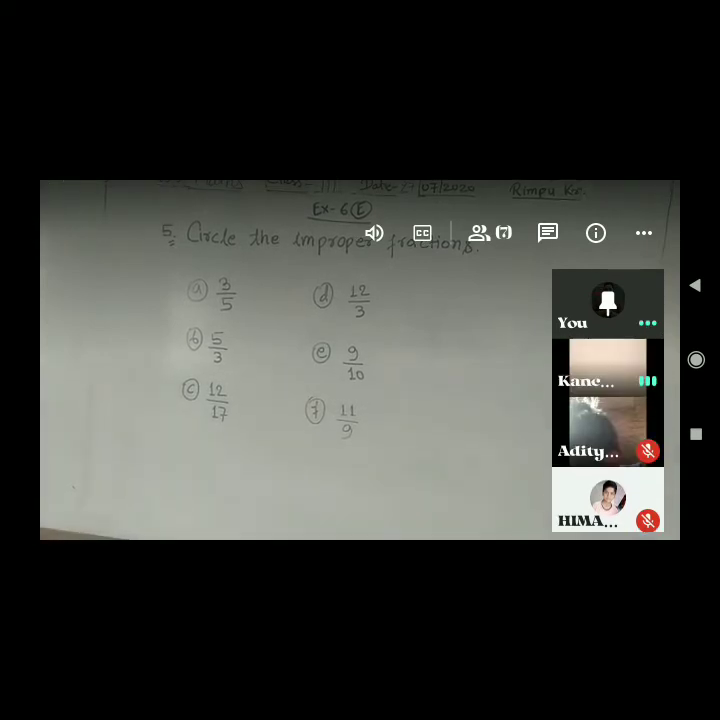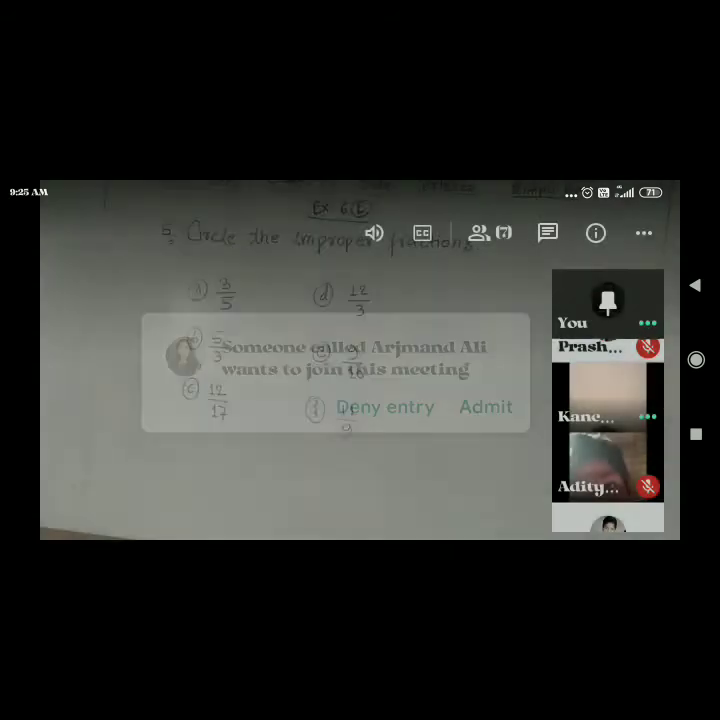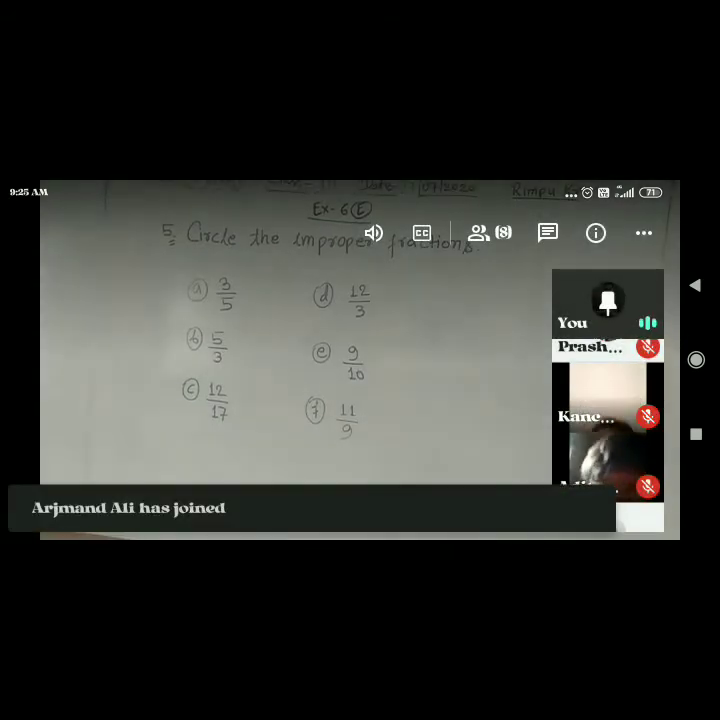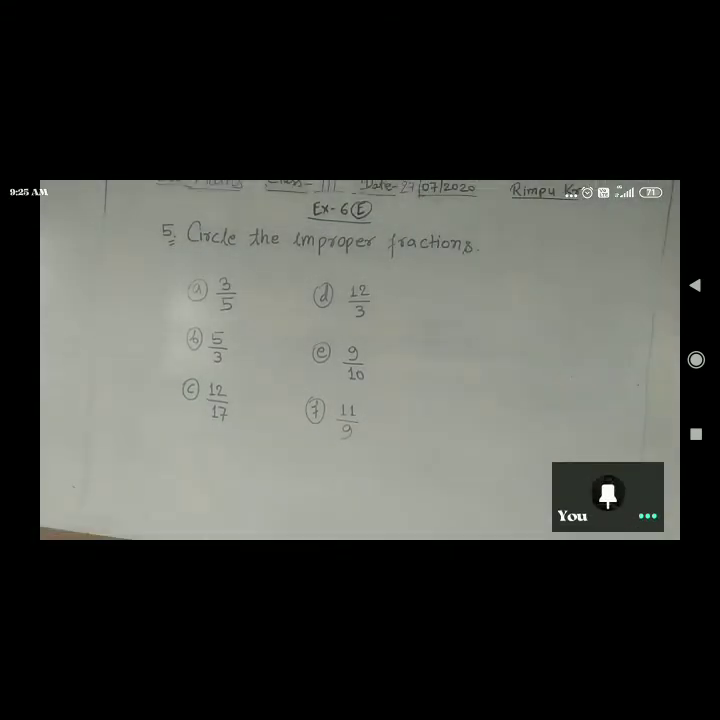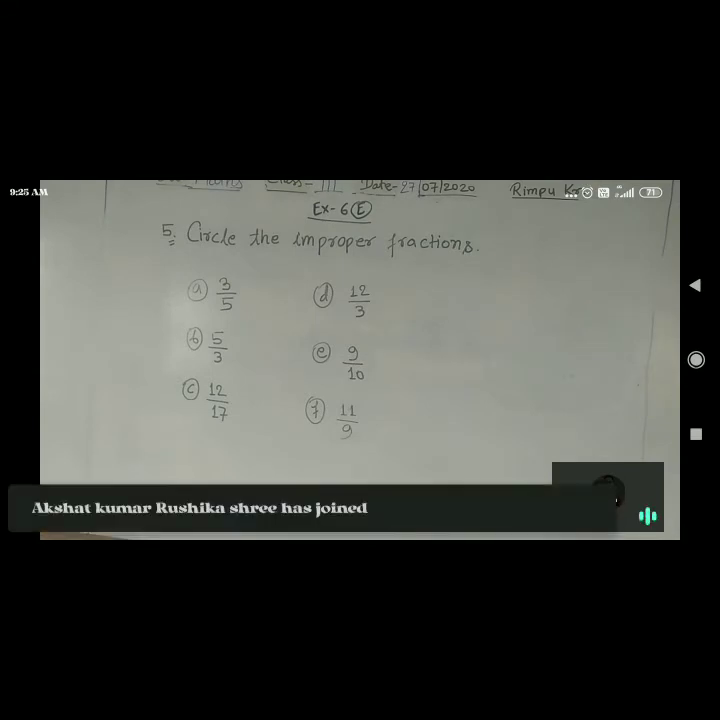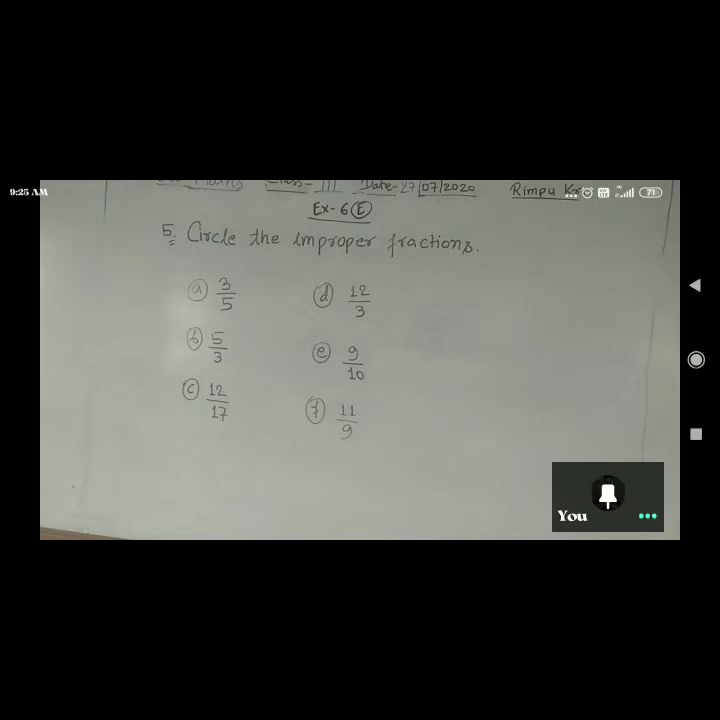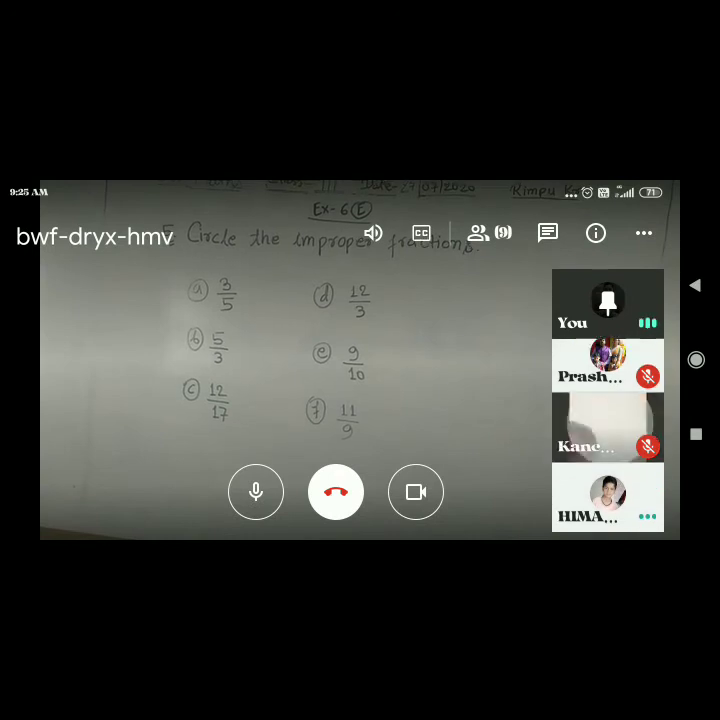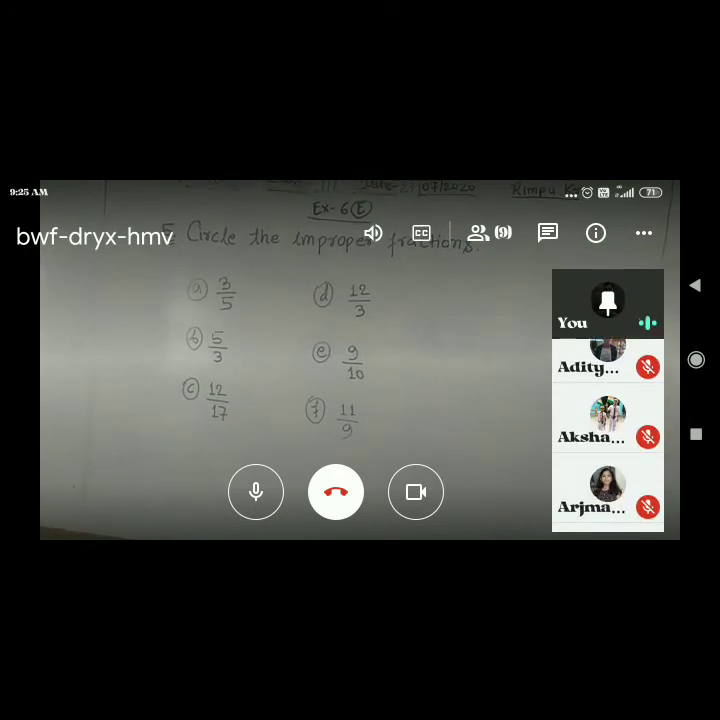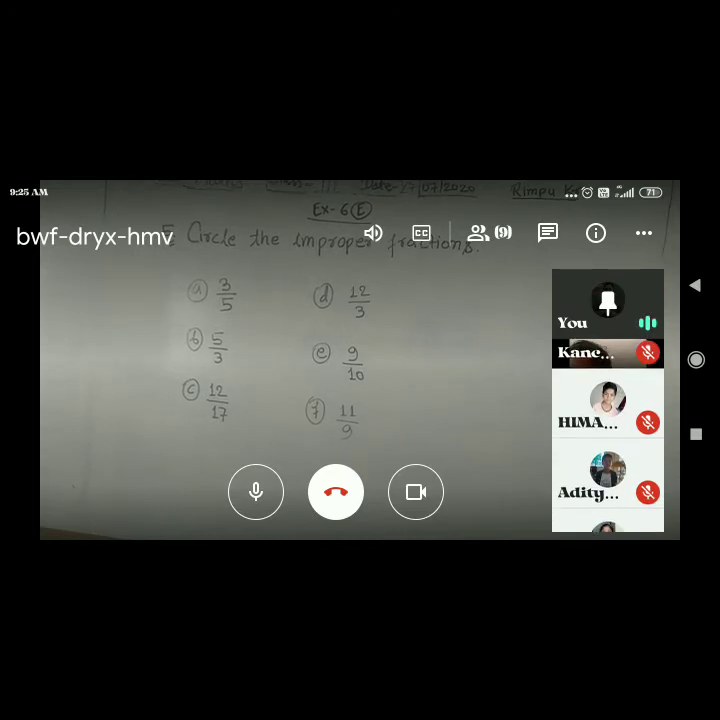Okay. Himanshu. Yes, sir. What is an improper fraction? Improper fractions are more than one whole. Okay Himanshu. I'm moving to Akshat Kumar. Akshat. Yes, sir. What is an improper fraction?